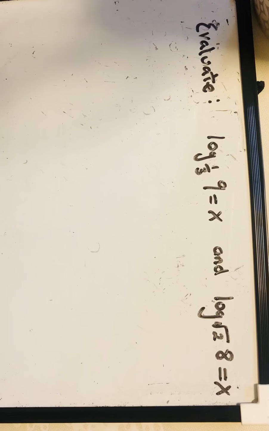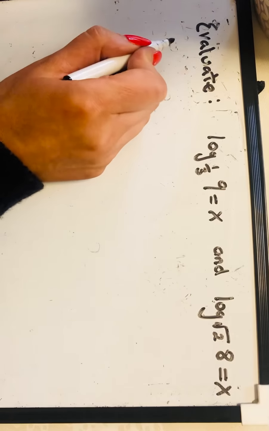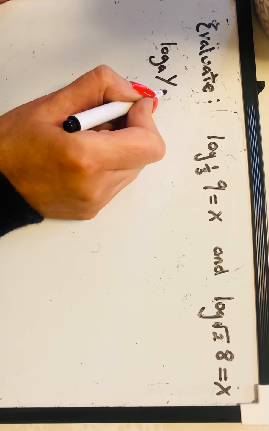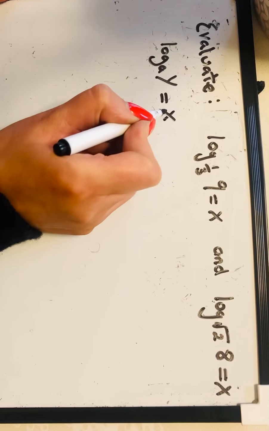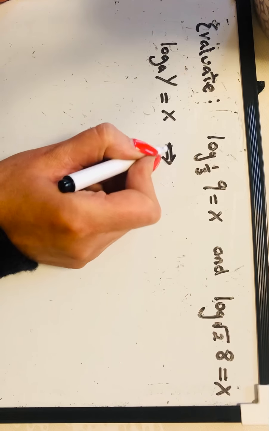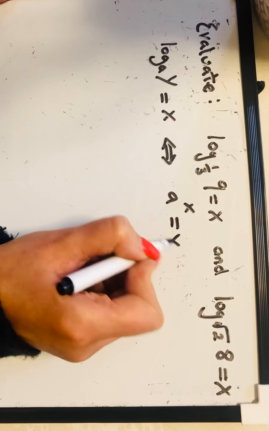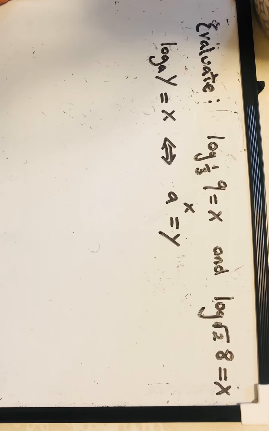In these questions we're asked to evaluate the logs and not use a calculator. So we can begin by recalling that log base a of y is equal to x, and this is equivalent to a to the power x is equal to y. Now that is in the log tables, and it's important that you know it's there and be familiar with that and be able to use it.